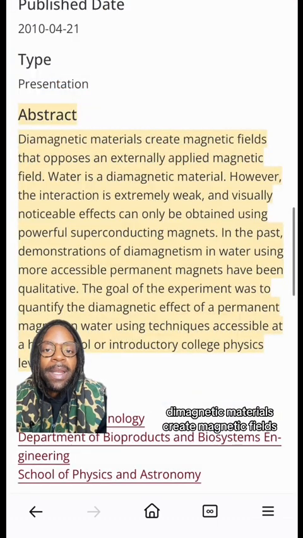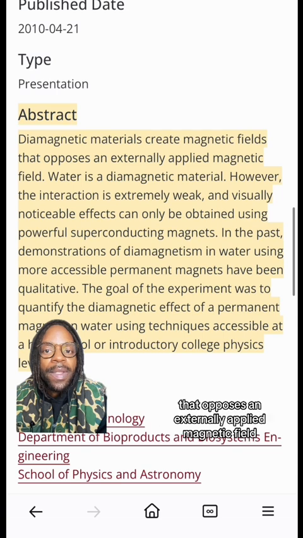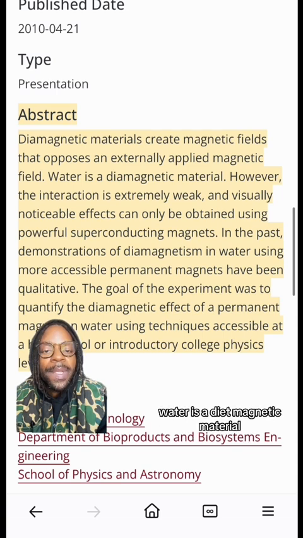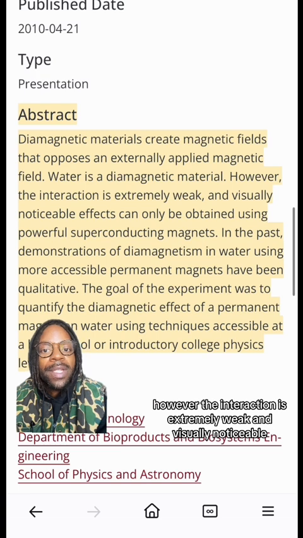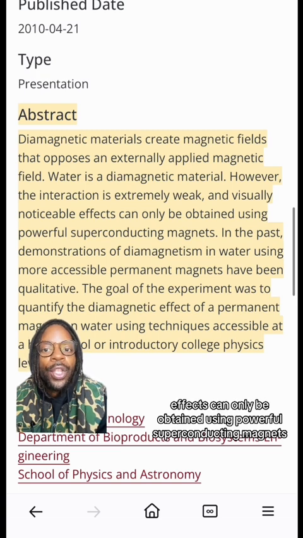Abstract. Diamagnetic materials create magnetic fields that oppose an externally applied magnetic field. Water is a diamagnetic material. However, the interaction is extremely weak, and visually noticeable effects can only be obtained using powerful superconducting magnets.